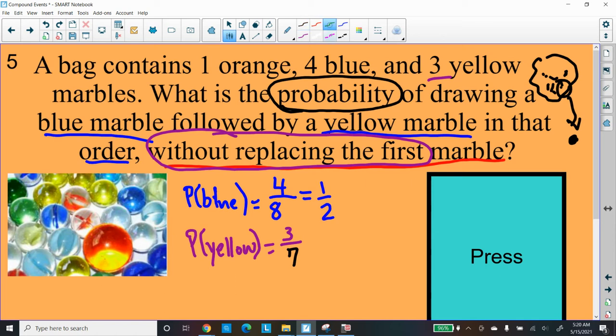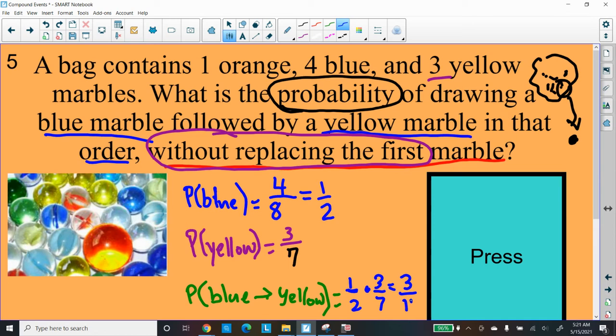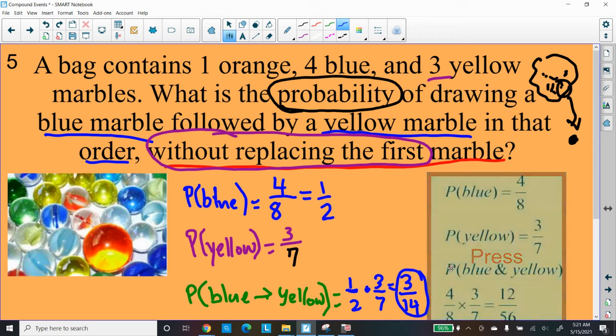So Dr. Rob, I got my 2 fractions. So the probability of getting a blue and then followed by a yellow, I gotta take those 2 fractions. What 2 fractions? My 4/8 or 1/2. I'll use the 1/2 because it's simplified, and I'm gonna multiply it by the second fraction because of the counting principle. 3/7. 3 times 1 is 3. 2 times 7 is 14. So my answer is 3 out of 14. That's the probability of getting a blue marble followed by a yellow marble.